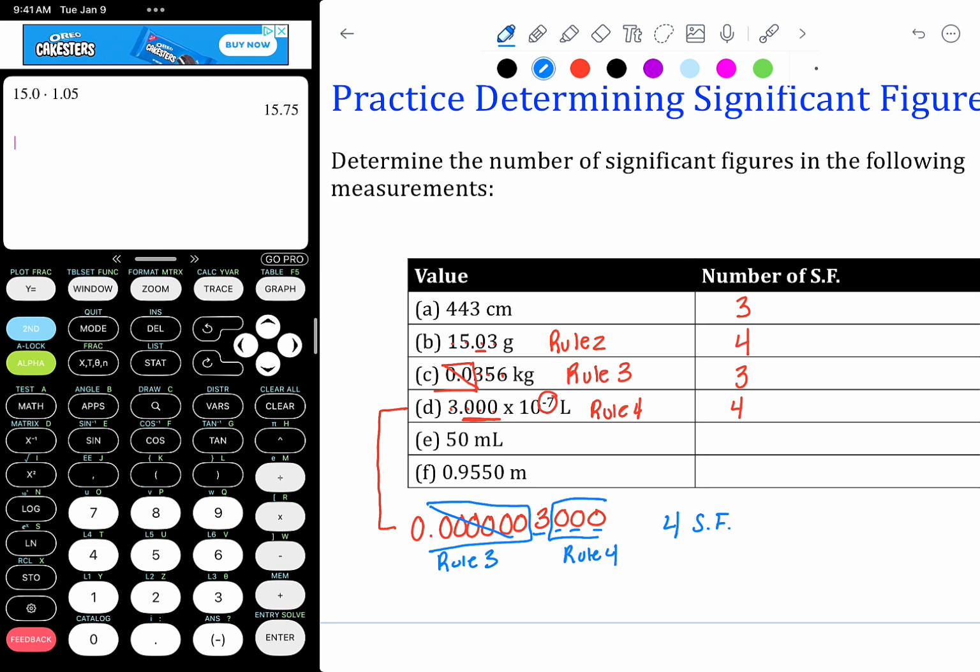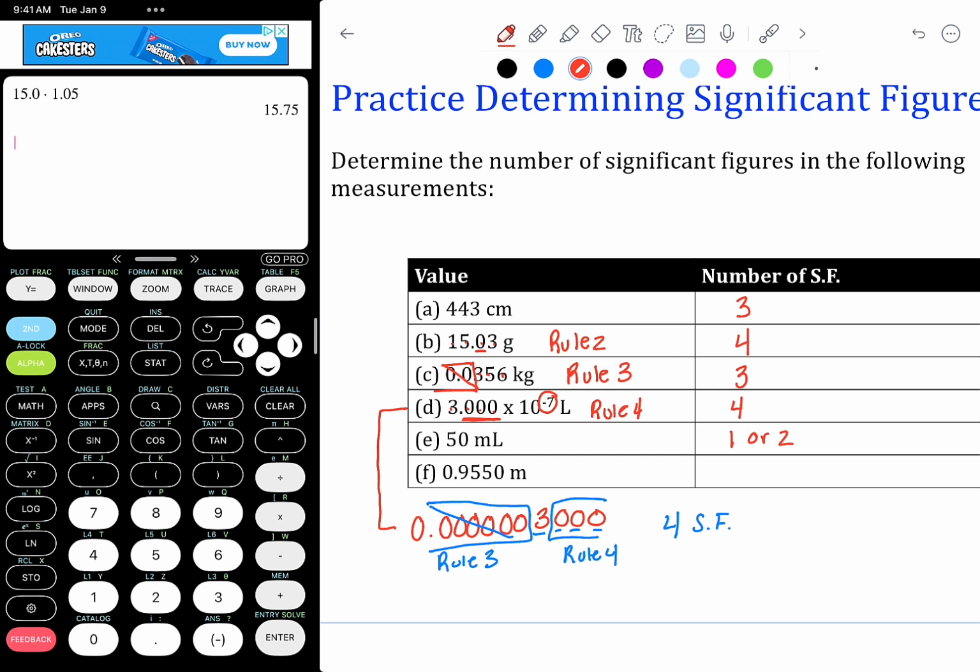Our next number is 50 milliliters. This is one of those ambiguous numbers because we have this 0 at the end with no decimal present. So this could be, let's write it in red, 1 or 2 significant figures. We don't know, which is why we want to avoid ambiguity because it doesn't tell us a lot of information.